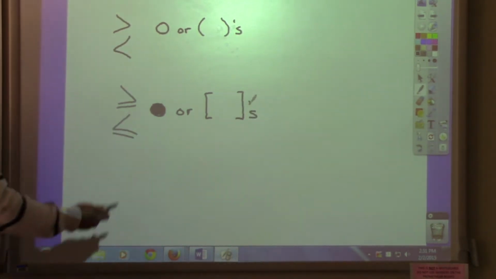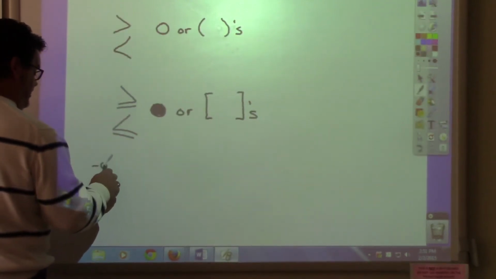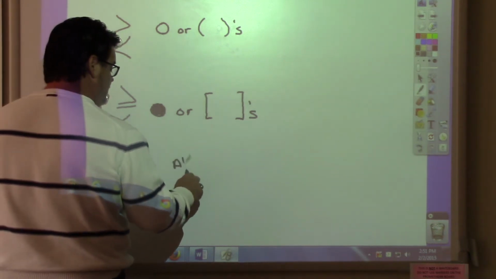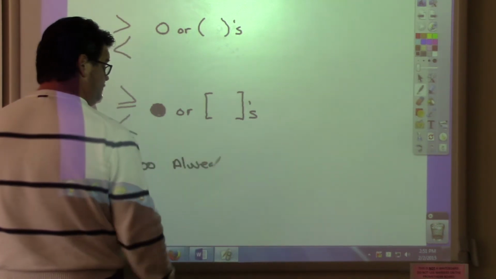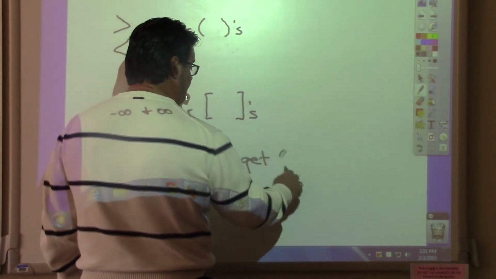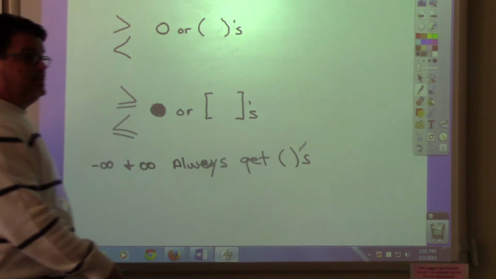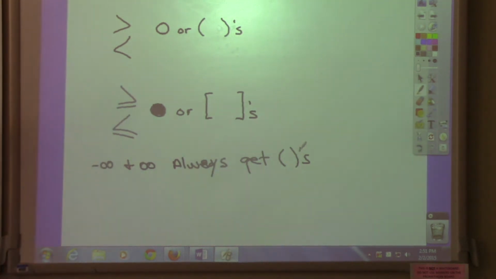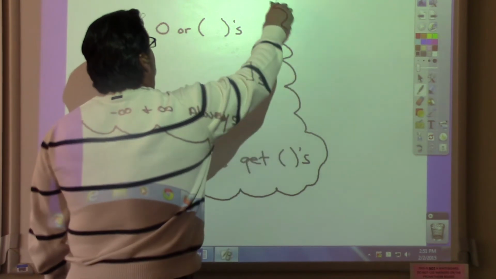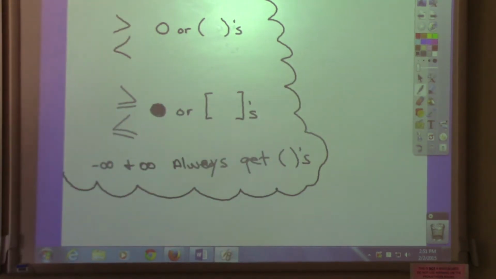All right, and one other note, negative infinity and positive infinity always get what? Parentheses. Now that's the stuff you should have learned back in Algebra 1, Algebra 2. I'm not going to spend time going over this because that's one of the first things that you should memorize when dealing with functions and inequalities.